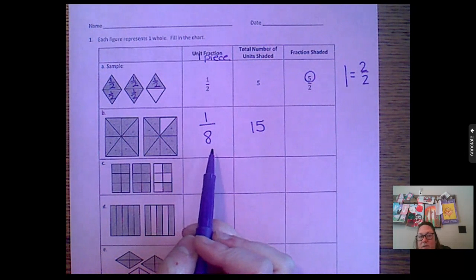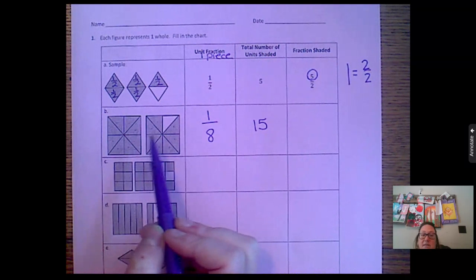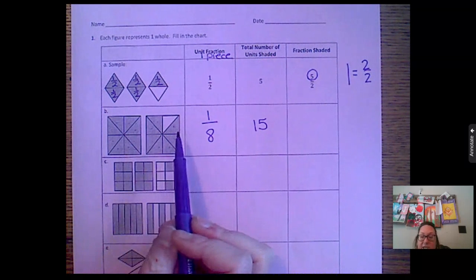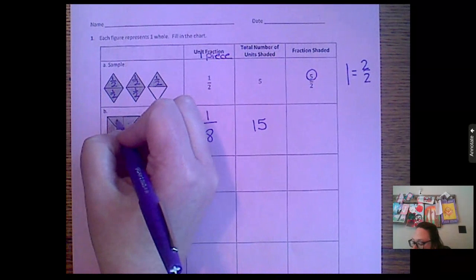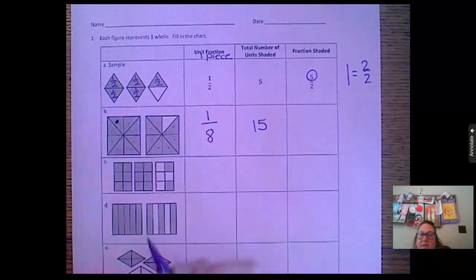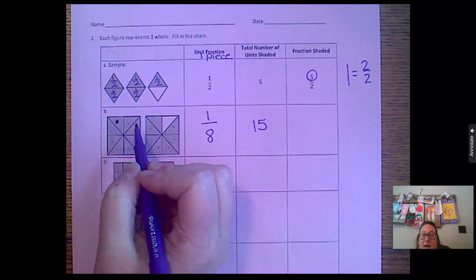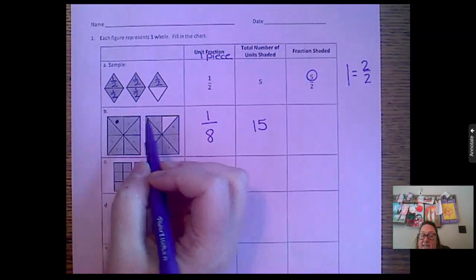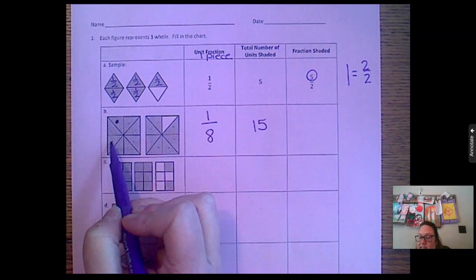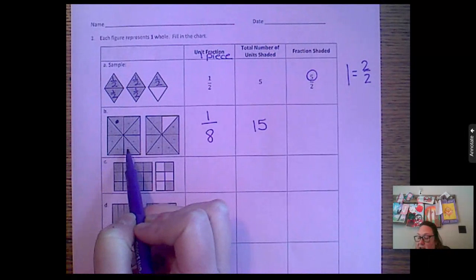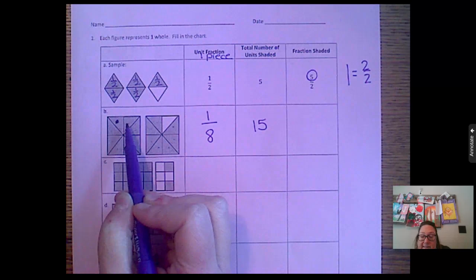So I'm going to show you a couple different ways. Let's count by 1/8 until we have counted all of our shaded pieces. I'm going to put a heavier dot here. I want to start right here, and that's going to be my starting point, and then I'm going to go around in a circle. We're going to count by eighths. Here we go. 1/8, 2/8, 3/8, 4/8, 5/8, 6/8, 7/8, 8/8, which makes sense because it's a whole.